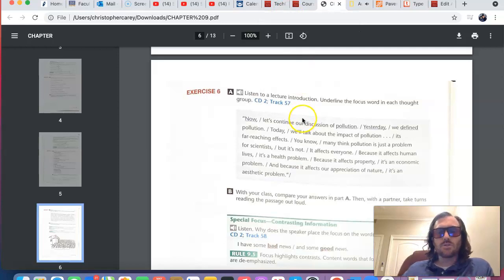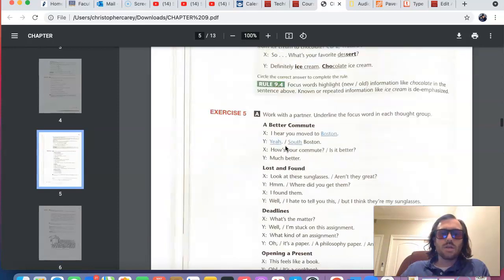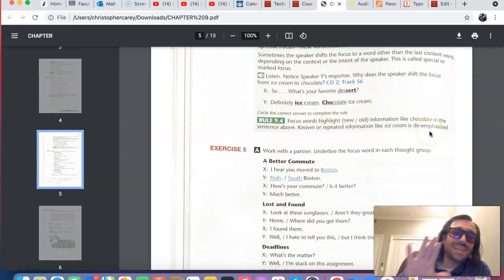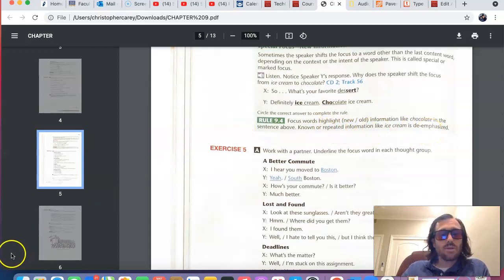All right, so remember that the focus word is what you need to underline in each thought group. Usually the focus word is the last word in a sentence, the last content word in a sentence, but when new information is introduced, the focus word will shift over to that new piece of information to emphasize the new piece of information and de-emphasize what's already been established.